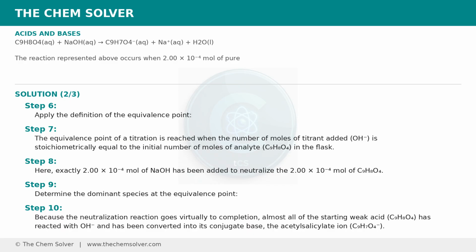Determine the dominant species at the equivalence point. Because the neutralization reaction goes virtually to completion, almost all of the starting weak acid, C9H8O4, has reacted with OH⁻ and has been converted into its conjugate base, the acetylsalicylate ion, C9H7O4⁻.